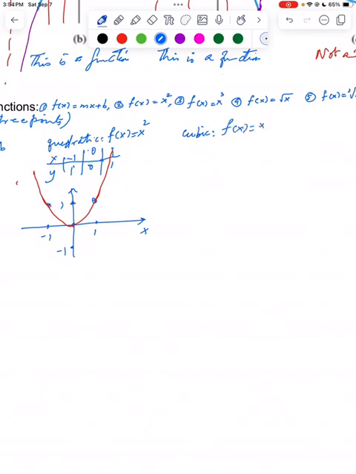X cube. So again we take the values. So we have x and y. When x is -1, we will get a -1. When x is 0, we will get a 0. When x is 1, we get a 1. Now we try to graph.